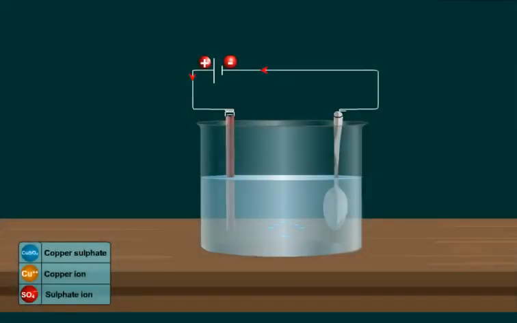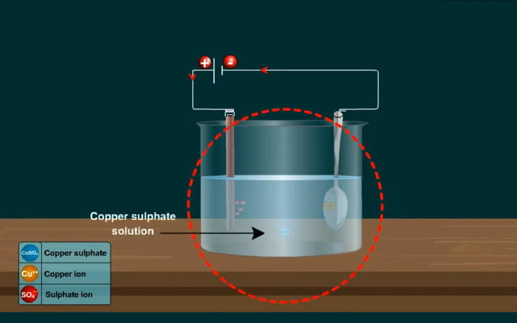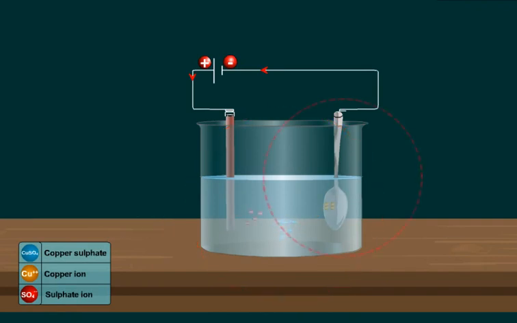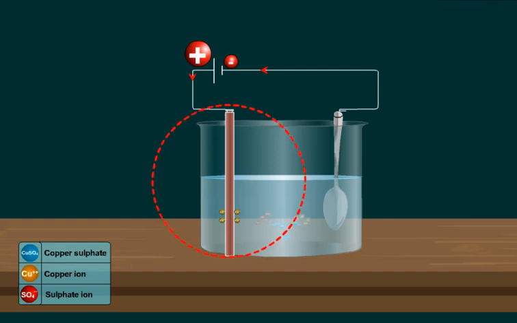Let us look at one example. Suppose we have to plate an iron spoon with copper. Take a beaker containing copper sulfate solution. Clean the iron spoon, dip it into the solution and connect it to the negative terminal of the battery so that it becomes the cathode. The copper plate is connected to the positive end of the battery so that it becomes the anode.